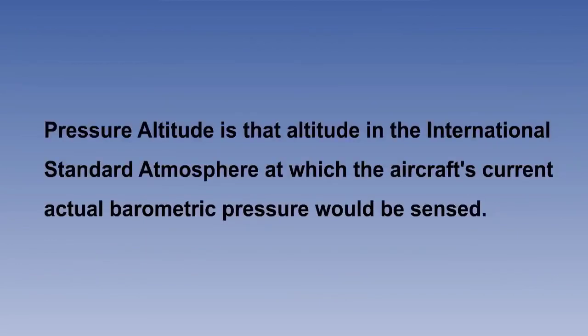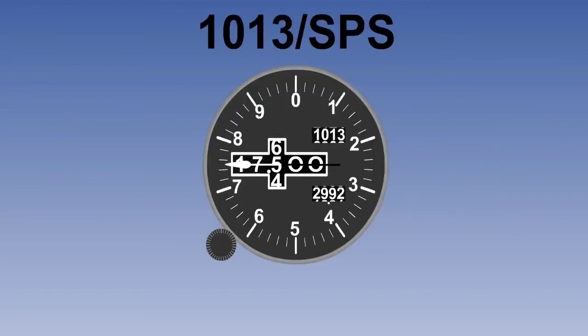Pressure altitude is defined as that altitude in the International Standard Atmosphere at which the aircraft's current actual barometric pressure would be sensed. In practical terms, if you set your subscale to 1013 and do not correct for temperature error, your altimeter is indicating pressure altitude. It is the same thing as flight level.